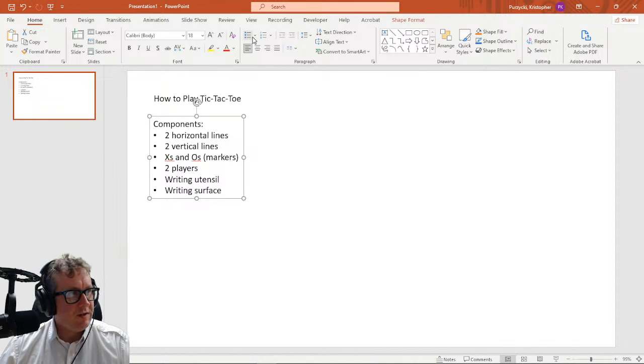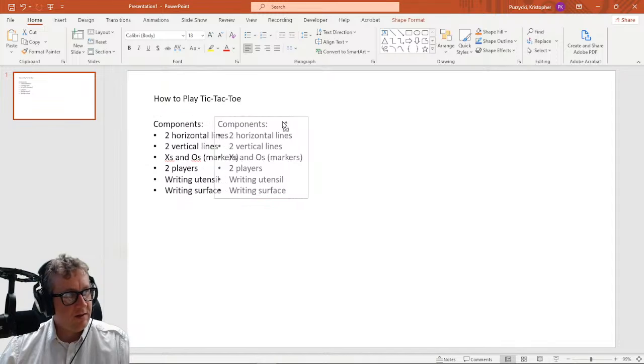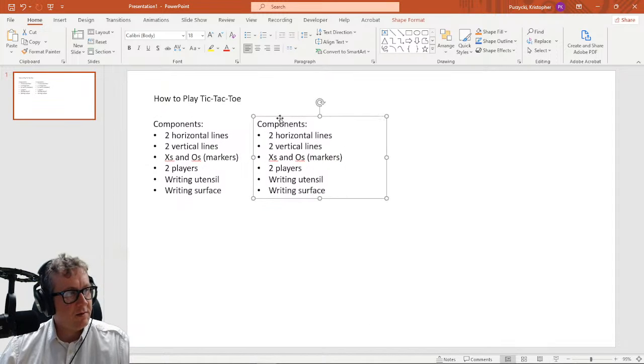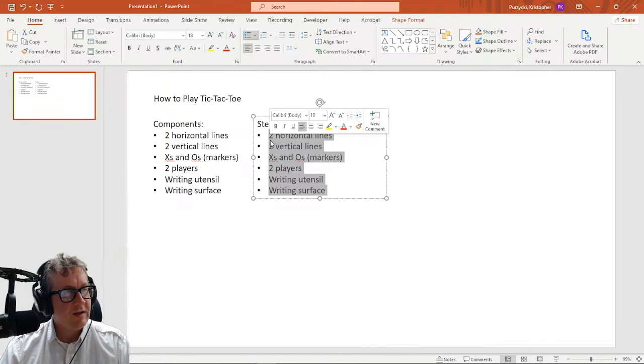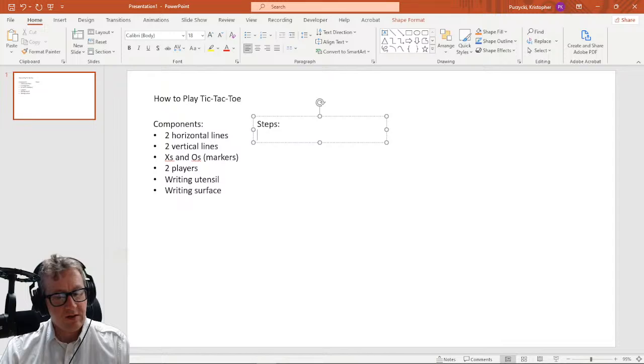So the next thing we want to do is start to unpack what are the steps? What are the procedures? So what's first? Let's see. We might say draw two horizontal lines. Draw two vertical lines that intersect. All right, I'm just going to keep it at that too. All right, so keeping it simple.